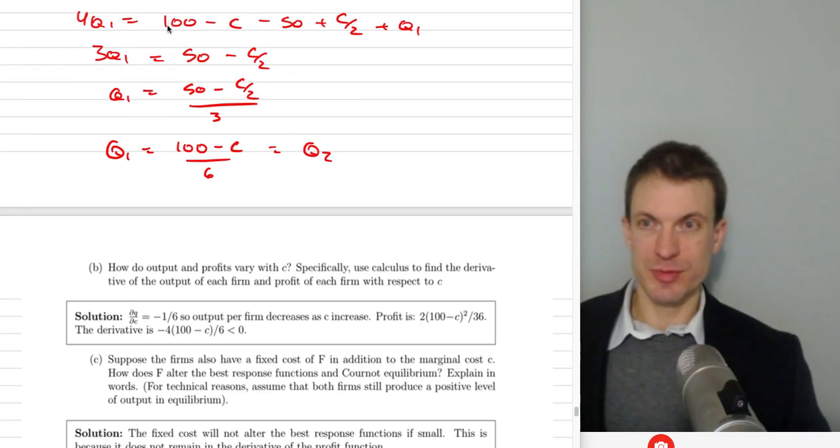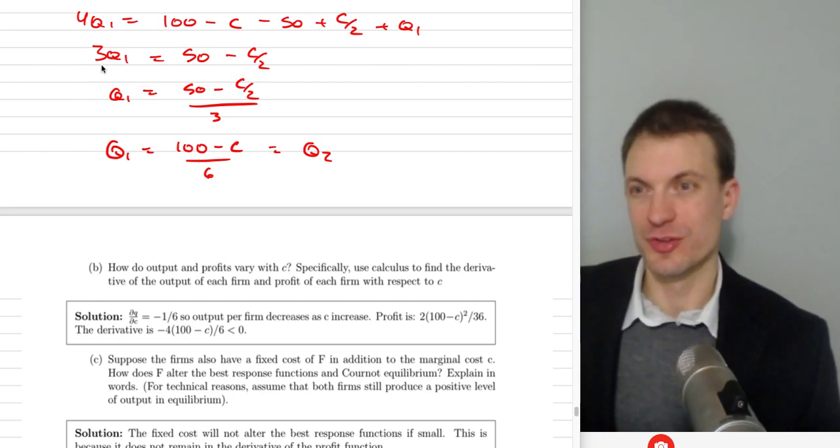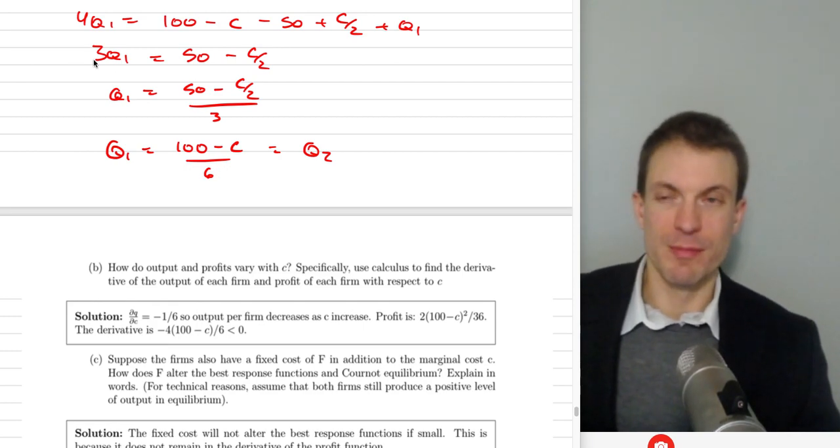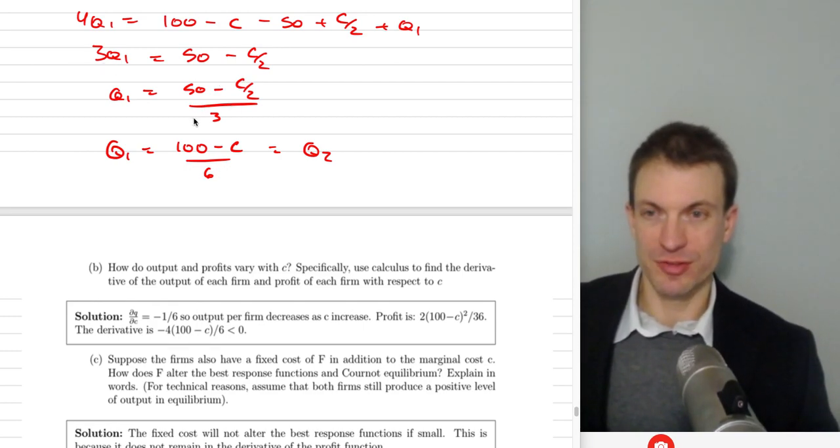Collecting like terms, this is going to be 100 minus 50, which is 50. This is going to be minus c plus ac over 2, which is a minus c over 2. Moving this to the other side, I have 3q1. Then solving, or dividing both sides by 3, I have this divided by 3.